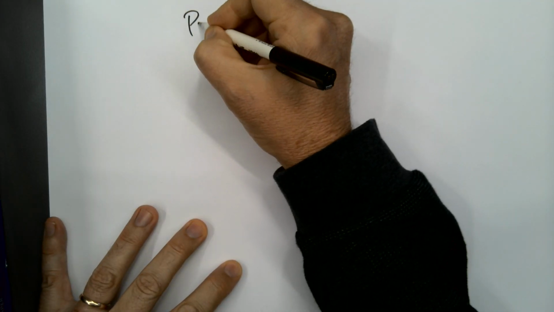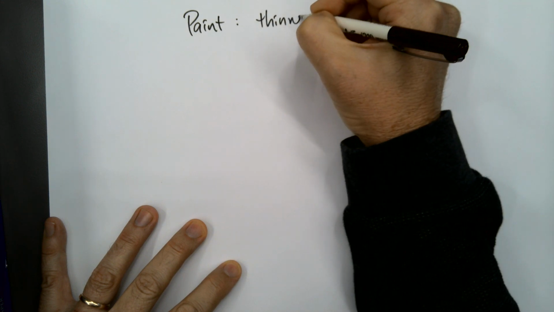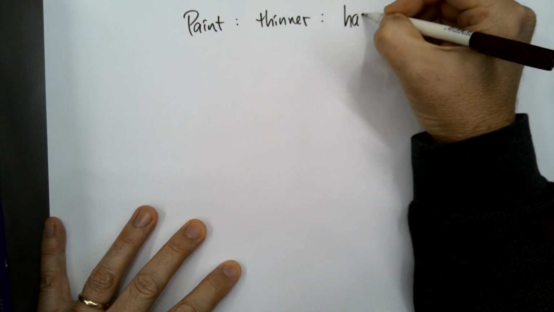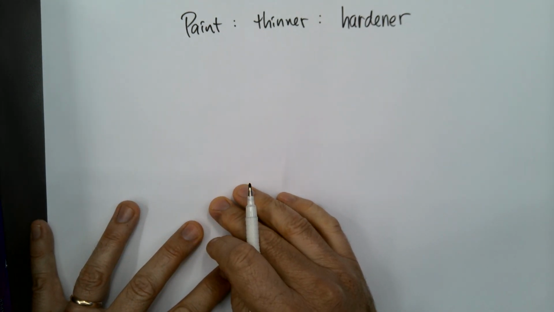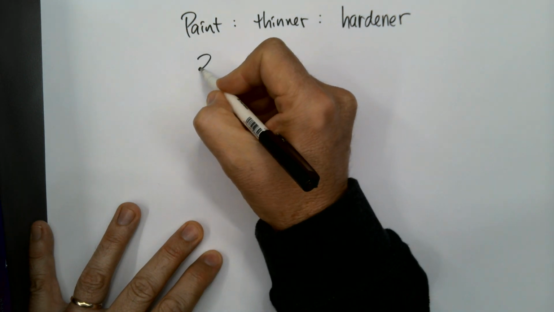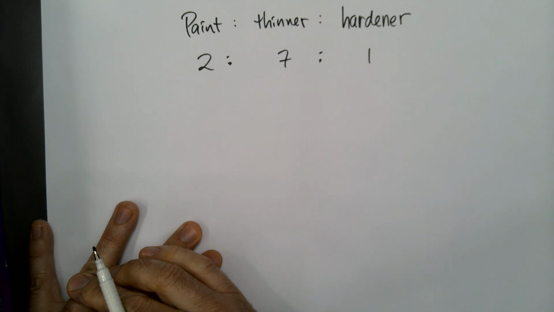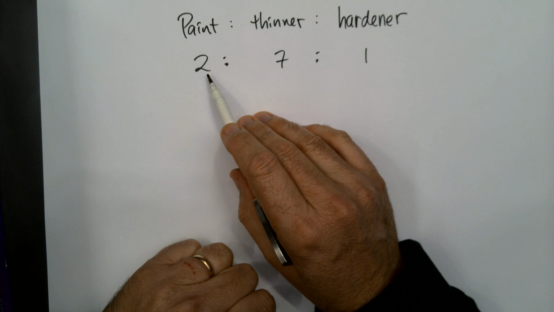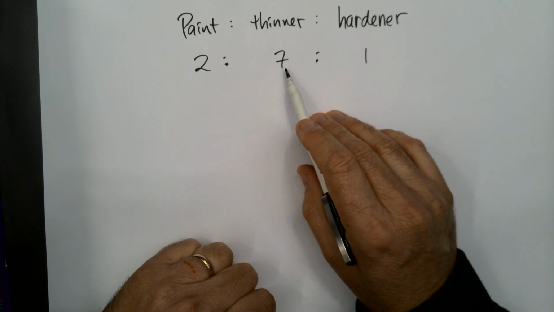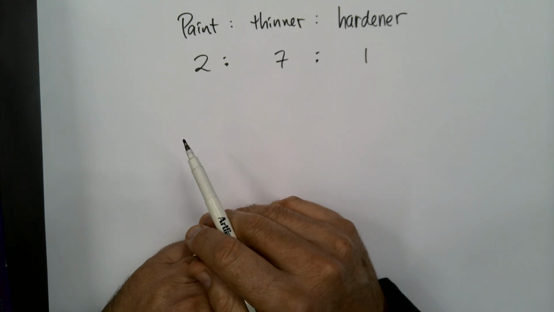So let's say we've got paint is to thinner. Now, if it's automotive paint, they actually put a hardener in there as well. All right, so let's say we've got 2 is to 7 is to 1. So that's the ratio that's going on there. So if you have 2 cups of that, 7 cups of that, 1 cup of that, that's the mix. 2 litres, 7 litres, 1 litre.